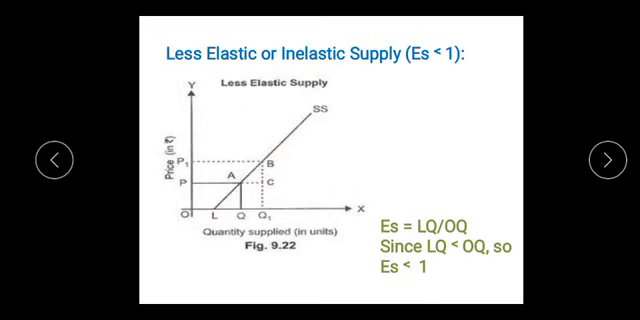And third case, when a positively sloped supply curve meets the x-axis to the right of the origin, that is this supply curve, then in this case the elasticity of supply is inelastic, or we can say this is the case of inelastic or less elastic supply. That is, in this case elasticity of supply is less than 1. This type of supply curve is less flat and more steep compared to an elastic supply curve.